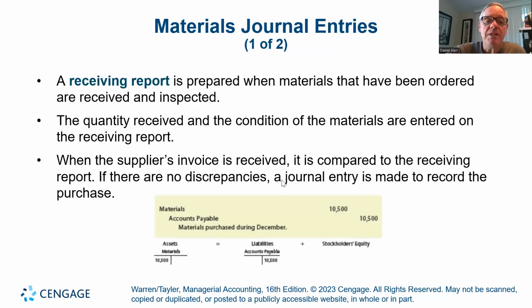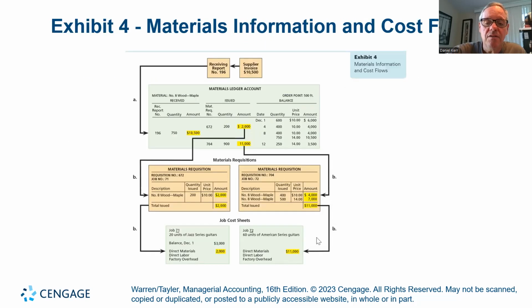So notice what happens. Job number 71 had a balance of $3,000, and then we transferred into that job $3,000 worth of direct material. And for job number 72, we transferred in $11,000 worth of direct materials.